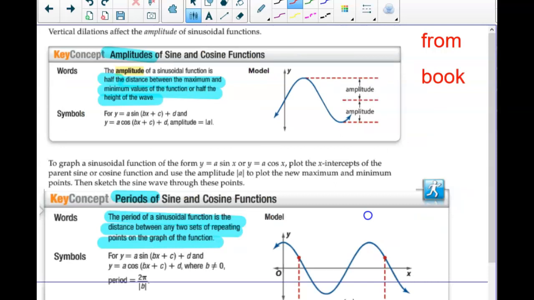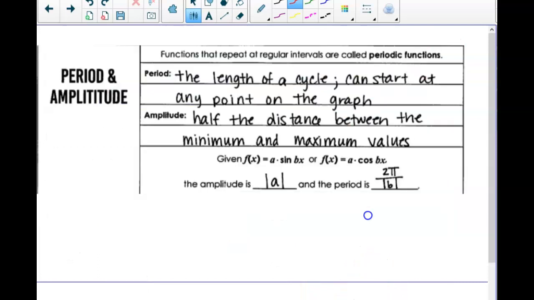All right, amplitude. The definition of amplitude is half the distance between the max and the min, or half the height of the wave. Here is where you can write that in your notes. Amplitude is half the distance between the max and the min. And if you wanted to write, it's also half the height of a wave. And they're saying half as in from the very top to the very bottom, it's halfway.